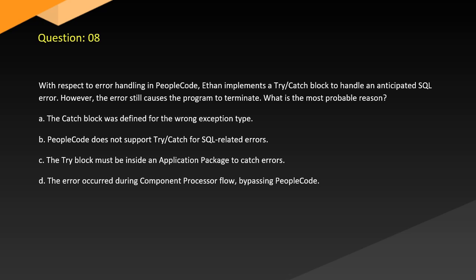Question 8. With respect to error handling in PeopleCode, Ethan implements a try-catch block to handle an anticipated SQL error. However, the error still causes the program to terminate. What is the most probable reason? A. The catch block was defined for the wrong exception type. B. PeopleCode does not support try-catch for SQL-related errors. C. The try block must be inside an application package to catch errors. D. The error occurred during component processor flow, bypassing PeopleCode.